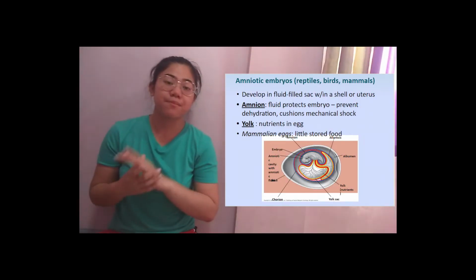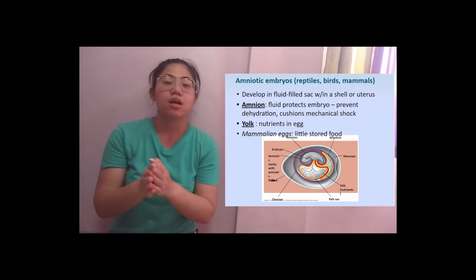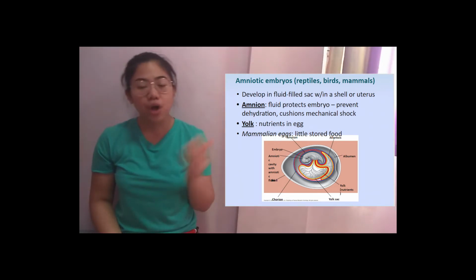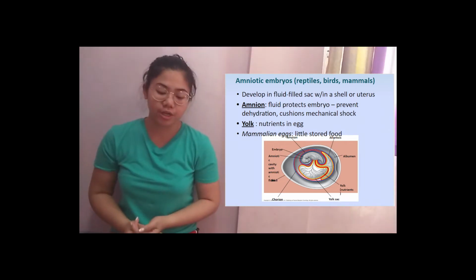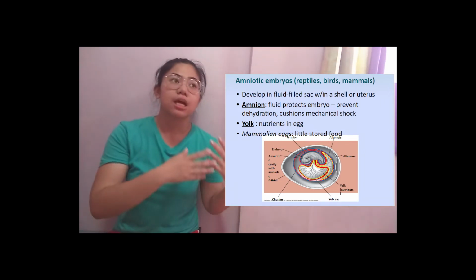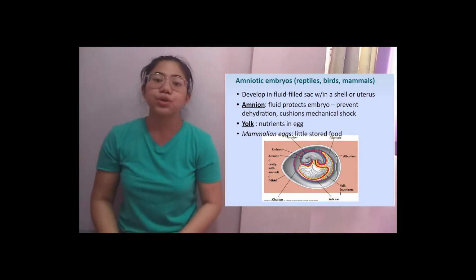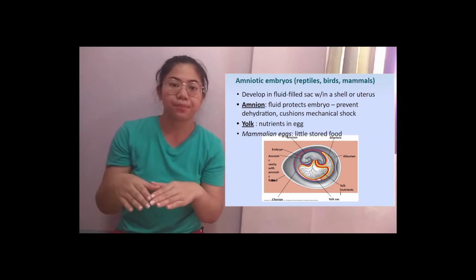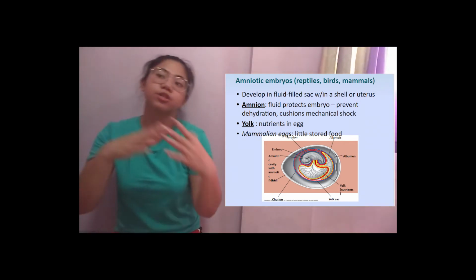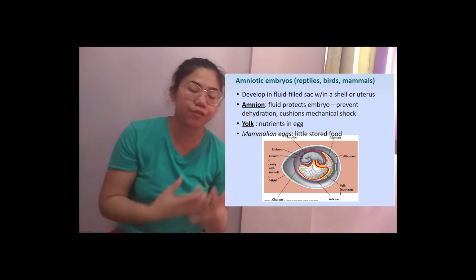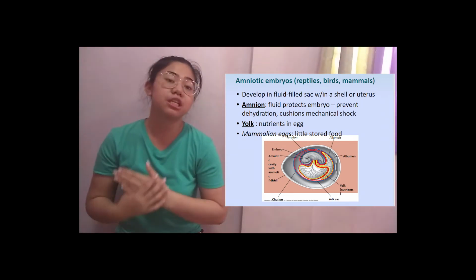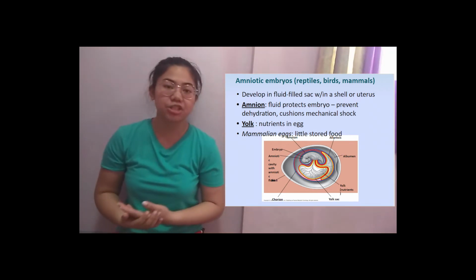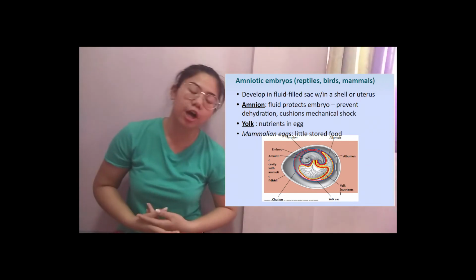The amniotic embryo develops in a fluid-filled sac within a shell or uterus. That sac is commonly called the bag of water or amniotic sac. It is full of fluid, which is also called amnion or amniotic fluid. It has the responsibility to protect the embryo from its environment. It also prevents dehydration and cushions against mechanical shock.